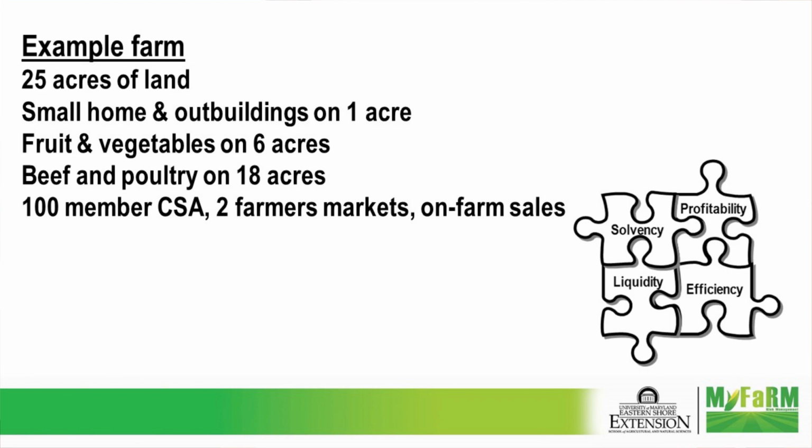Okay, so we're going to show some examples here, and this is our sample farm. We've got 25 acres of land. We have a small home and outbuildings on 1 of the acres, fruit and vegetables on 6, beef and poultry on 18. We have a 100-member CSA. We go to 2 farmers markets, and we also have some people come to the farm for sales. And this is important because we will be showing some examples of what these financial statements might look like for the different farms.